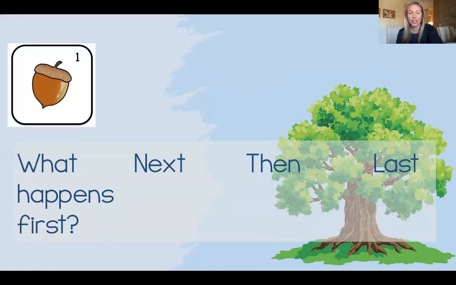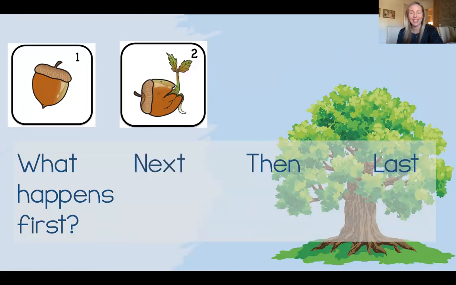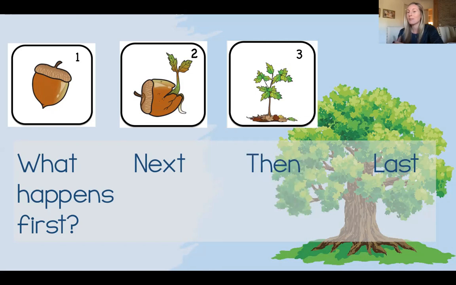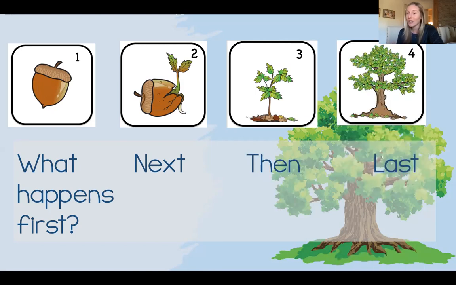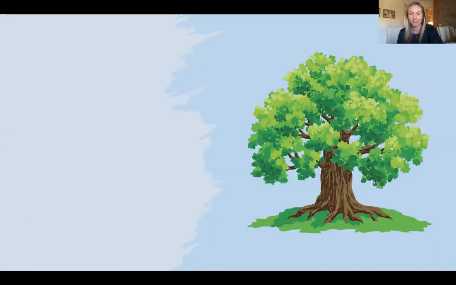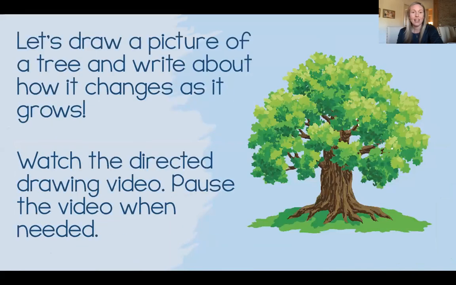So first, the oak tree begins as an acorn. It's like a seed. Then it becomes a sapling. Then it becomes the seedling. And then it grows into the giant oak tree. Then we think it would be fun if you want to draw a picture of an oak tree and describe how it changes as it grows.